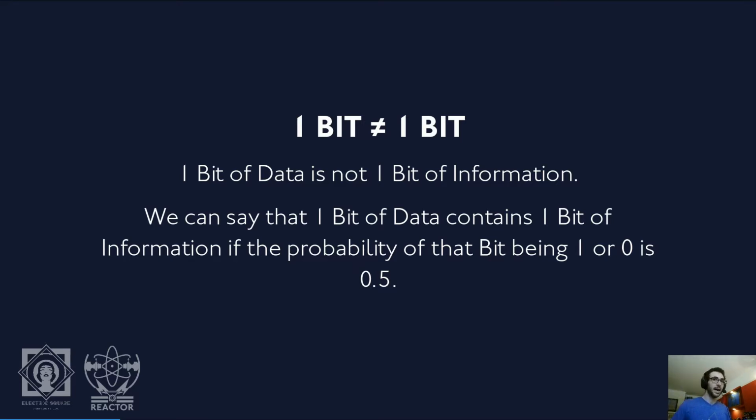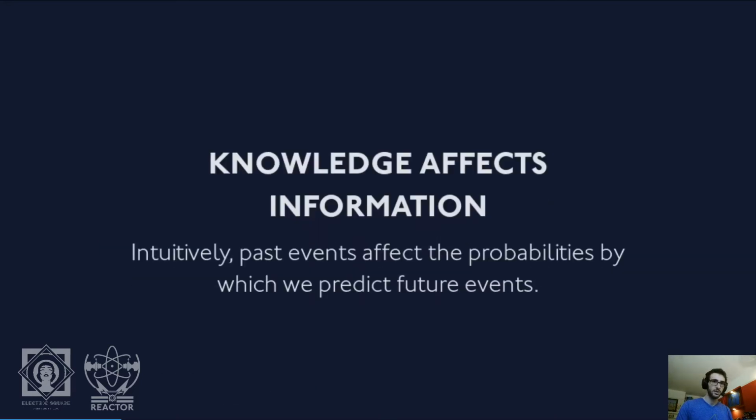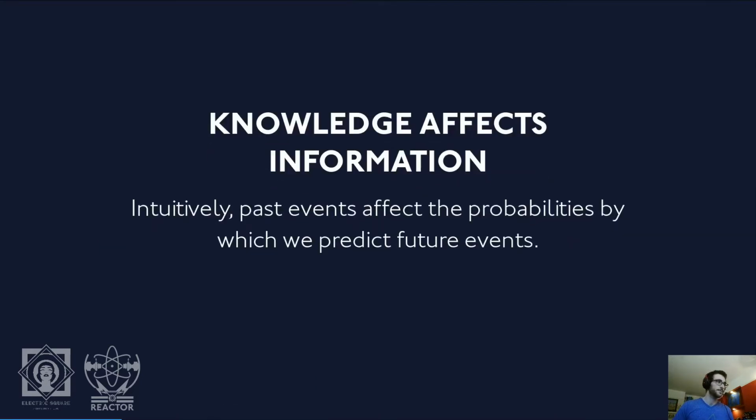And what I can say now, for example, is that one bit of data contains one bit of information if and only if the probability of that bit being either 1 or 0 is exactly the same, so a half. And this will all be revealed in due course. So the next bit is that knowledge affects information.